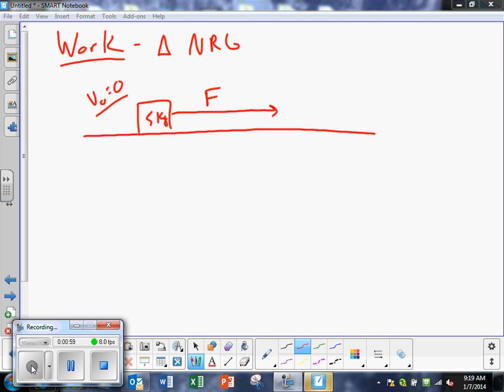But if I force on that box, I'll say that there's no friction to start off. So this is frictionless right now. If I force on that, is it going to change its energy? Yes, right? It's going to start moving, and then it'll have kinetic energy, which it doesn't at this point. So let's just say I had a force of 10 newtons. I could figure out the acceleration would be 2, right?